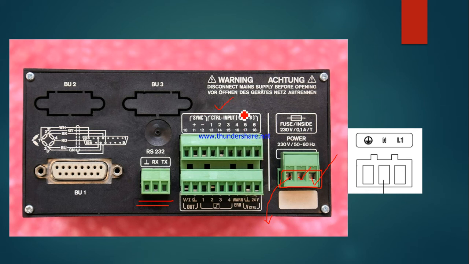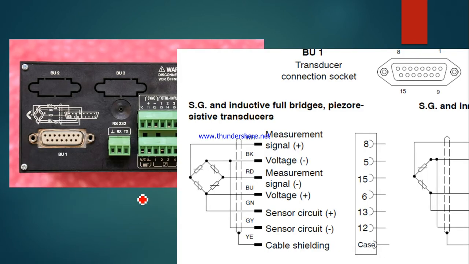This is for some other purpose, suppose you want to generate a potential free contact in case the load is crossing some threshold value, to use as a protection for my system. So at that time these are the things to be used, that I will tell you later. And this pin, BU1, is where our load cell is going to be connected. We will see how to connect it.